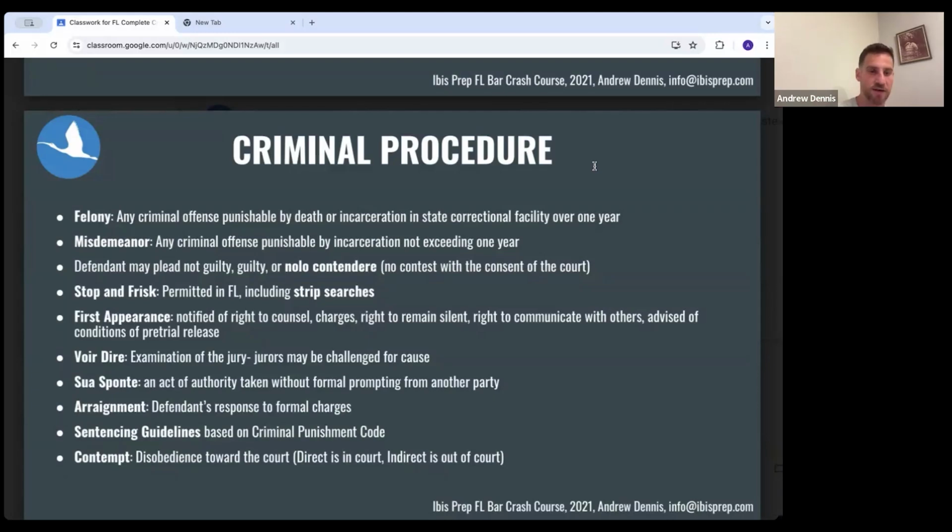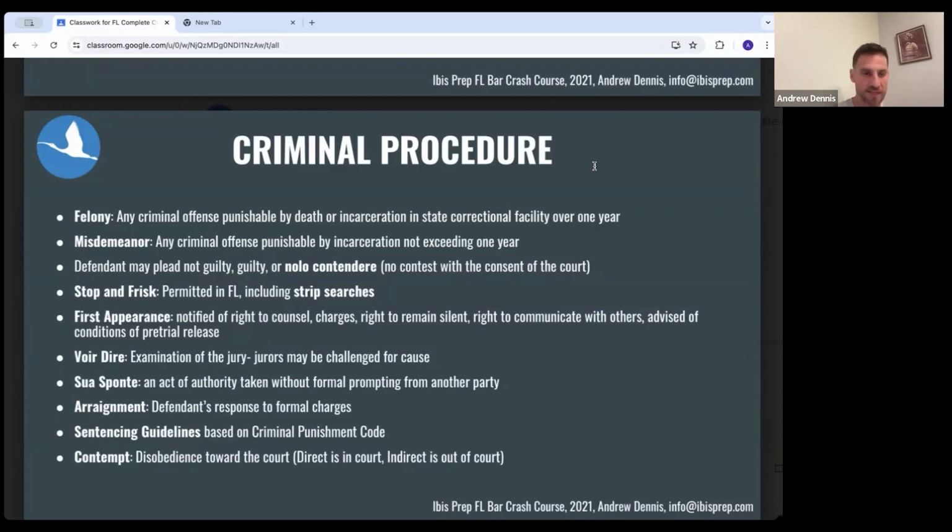So the voir dire, examination of the jury: they may be challenged for cause. Peremptory challenges are available, but not for race or gender. The term sua sponte means an act of authority taken without formal prompting from another party. So usually sua sponte means the court on its own initiative decided something.